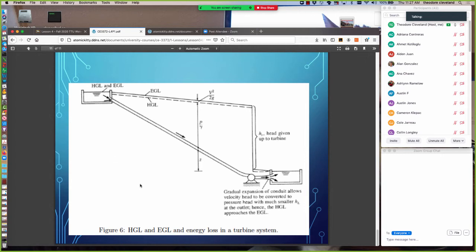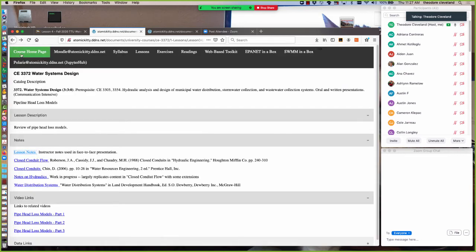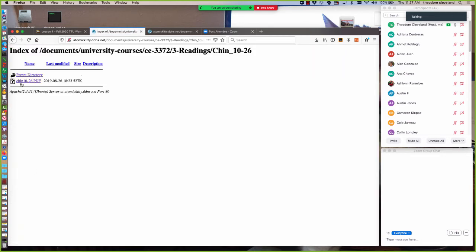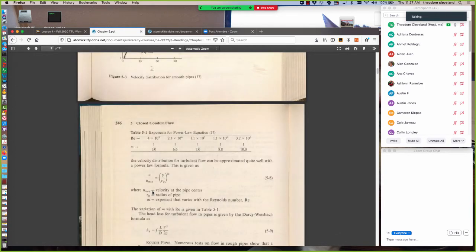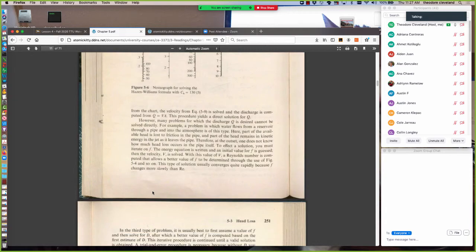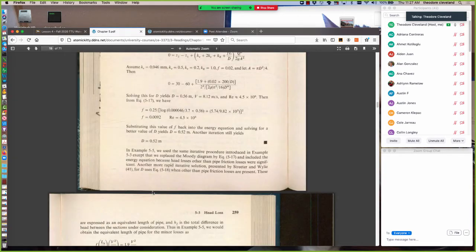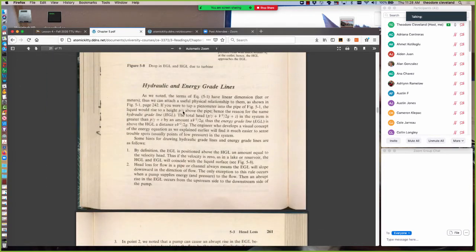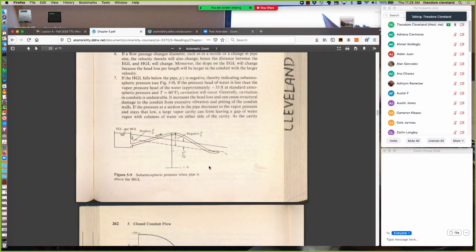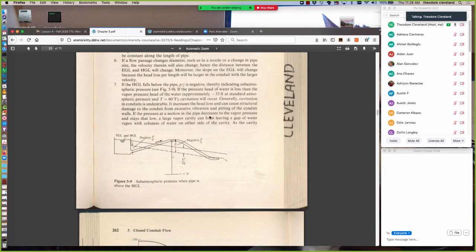So I included this diagram just to explain hydraulic grade line and energy grade line. There is a good description of both. Not in Chin. Well, maybe there is in Chin, but in chapter 5 of Robertson Cassidy, I think they do hydraulic grade lines in here. I could be wrong. I know that picture came from there. It has a whole 3 pages on hydraulic grade lines and energy grade lines that I would recommend you read.